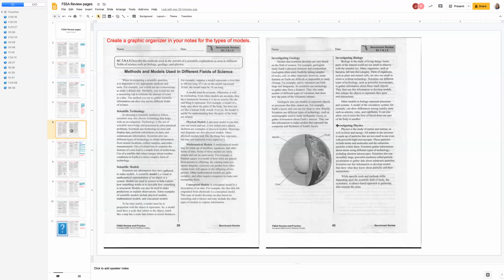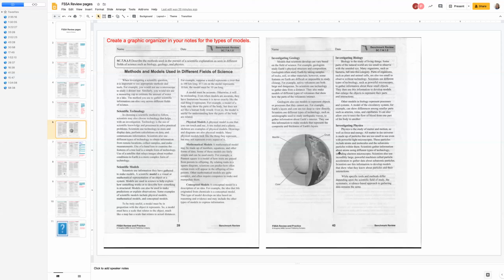And then the last one here is examples of models in physical science. So physics, investigating physics. Physics is the study of matter and motion, as well as force and energy. All matter in the universe is made up of particles that are too small to see, even with powerful light microscopes. These particles include atoms and molecules, and the subatomic particles within them.